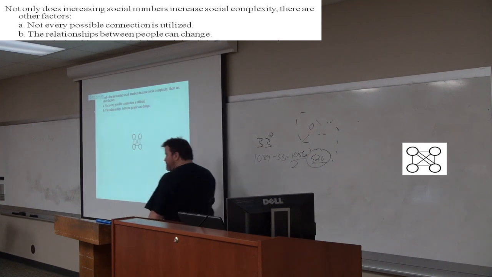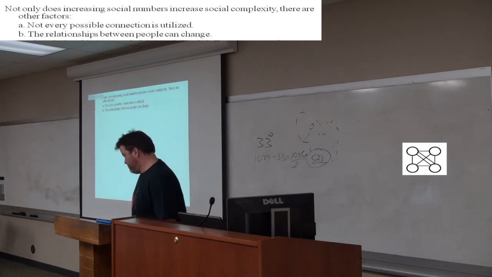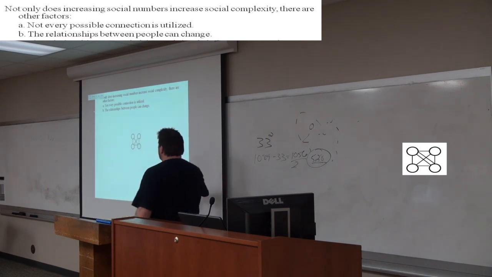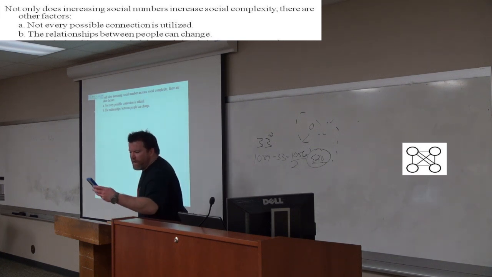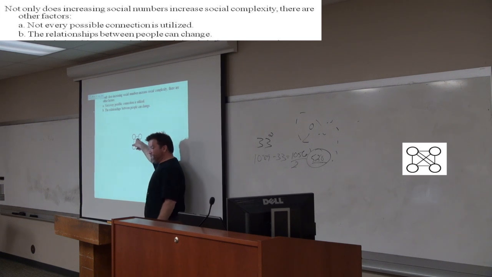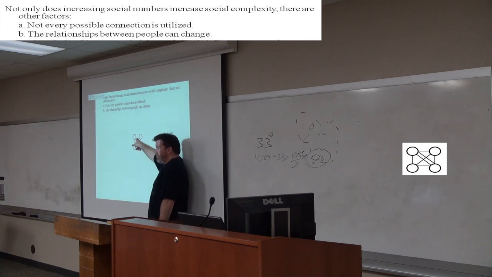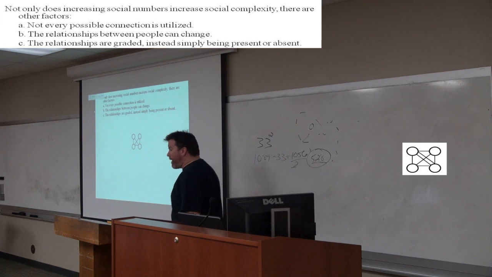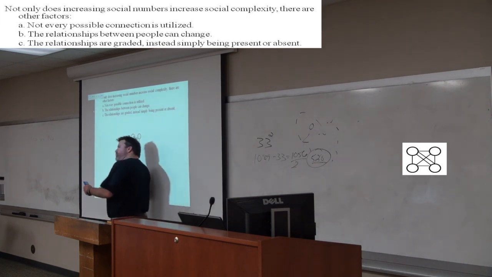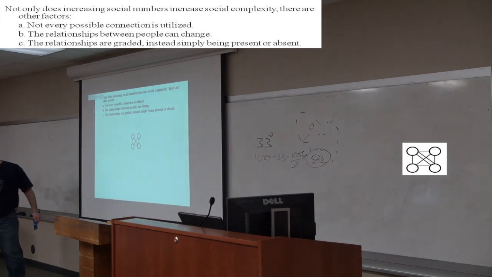Also, the relationships between people can change, right? We can sort of work backwards: these two people used to date, and now they don't talk anymore. The relationships can change. The relationship can also be graded, so it's not simply present or absent. I could like someone, I could like someone, I could like someone, right?